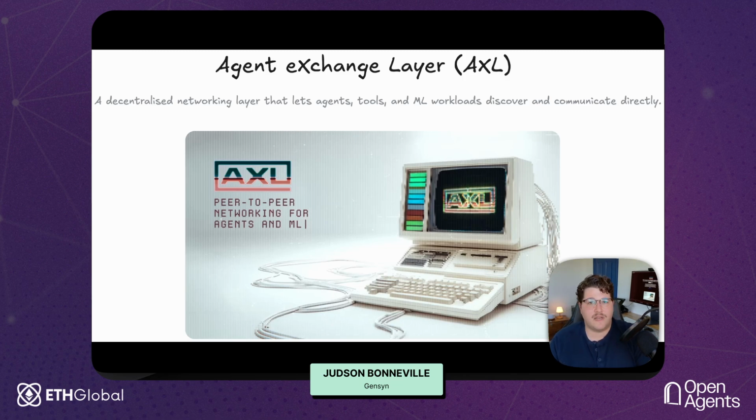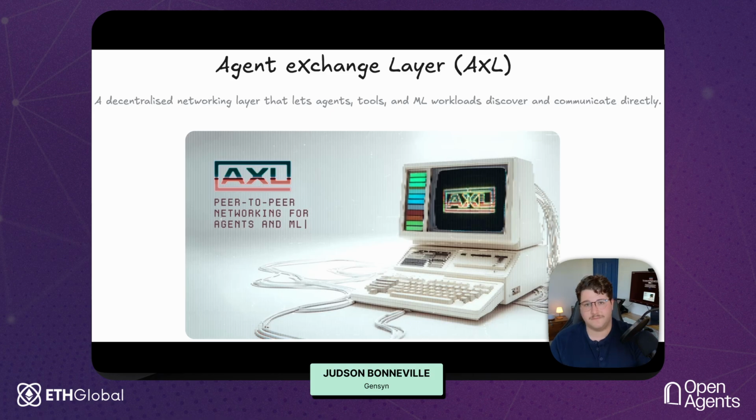So the agent exchange layer is a decentralized peer-to-peer networking layer built by Gensyn that lets tools, agents, machine learning workloads, and inference run on nodes that can discover each other and communicate in this completely encrypted environment. Today we're going to go through AXL, what it is, some things that you can build with it, and we'll run through a demo at the end.